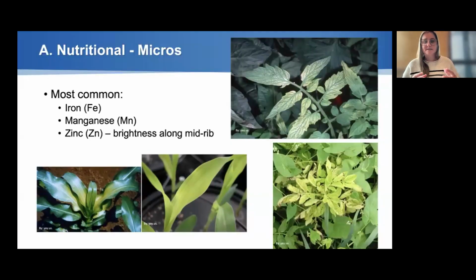Sometimes zinc will be specifically bright around the mid ribs of the plant veins, but it is important to note here the only way you can truly confirm any kind of deficiency in your gardens would be to do a nutrient test on either the soil or your plant tissue through a commercial company. But this can give you an idea of what the symptoms look like if you see them.